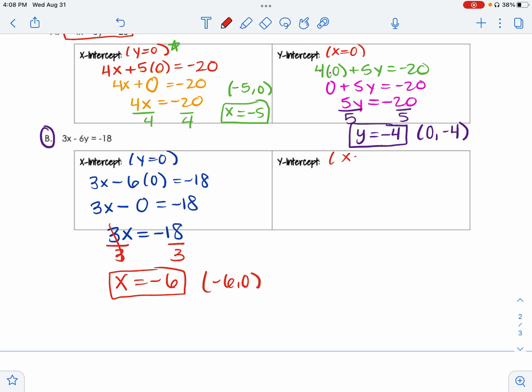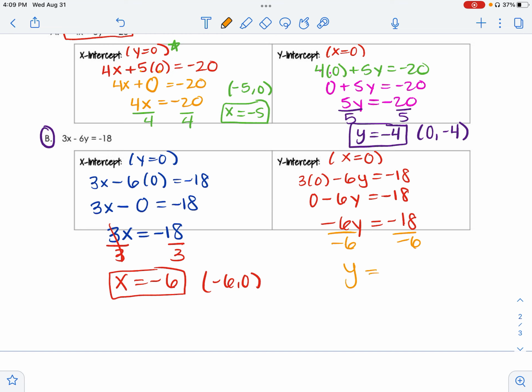The y-intercept, that is when x equals 0. So plugging that in, I get 3 times 0 minus 6y equals negative 18. 3 times 0 is 0. 0 minus 6y is negative 6y. And now I'm ready to solve for y. So divide both sides by negative 6. And I get y equals, now be careful, negative 18 divided by negative 6. That's a positive 3. Or to write it as an ordered pair, 0 comma 3.